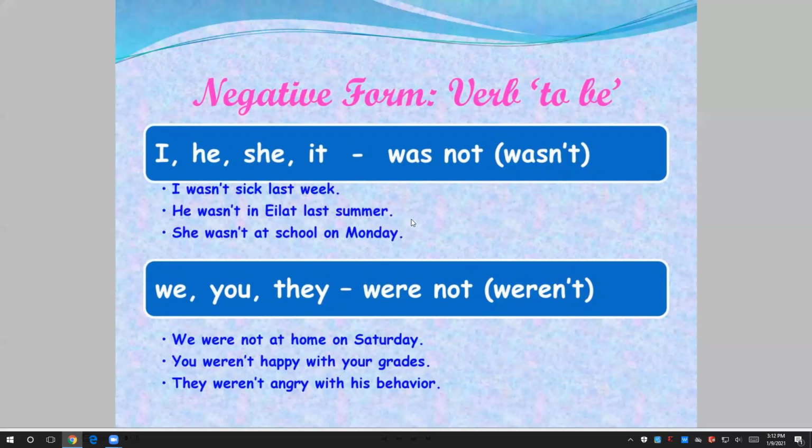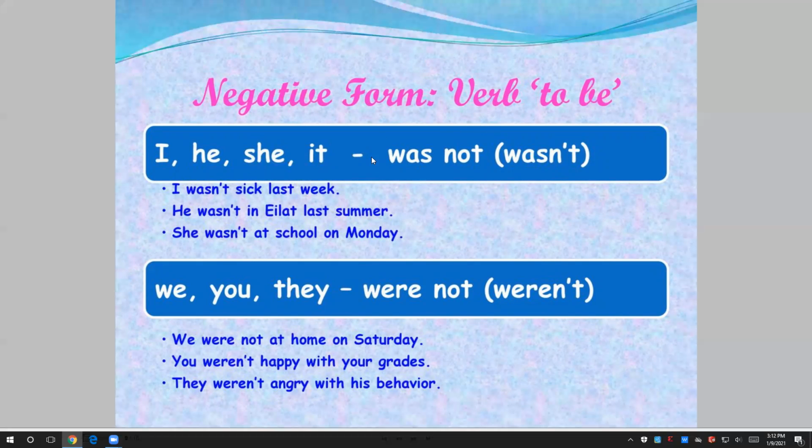So when we want to make a negative with this to be verb, it's very simple, as I explained to you in my previous video as well. When you have got a to be verb as an auxiliary verb, it's very simple to make negative and interrogative. You just add not after your to be verb and it becomes negative, and you put that to be verb at the beginning of the sentence and it becomes interrogative. And if you want to make an interrogative question, you can put WH words at the beginning of the sentence.